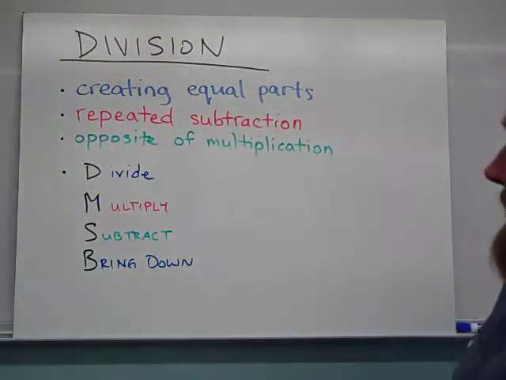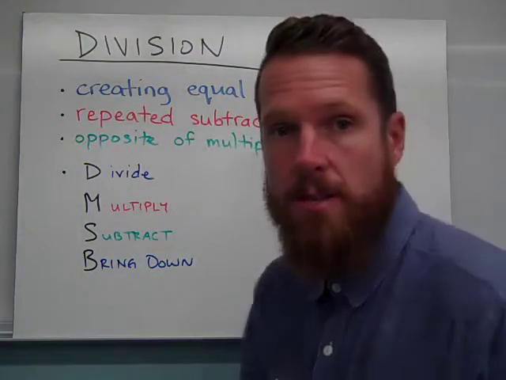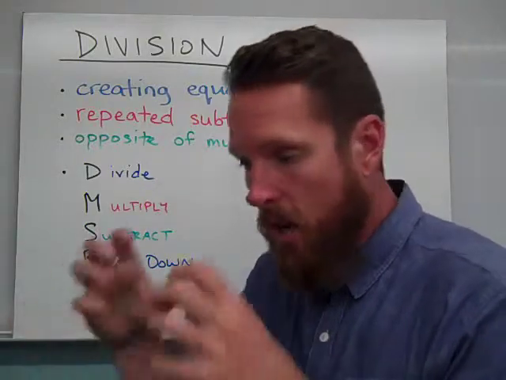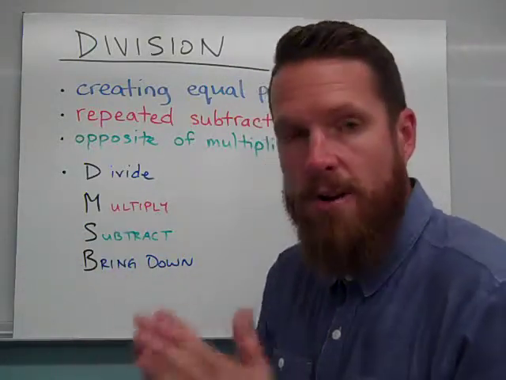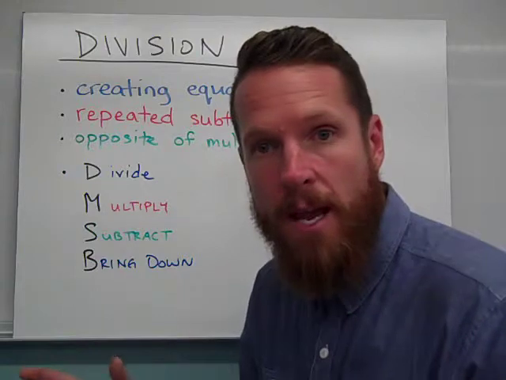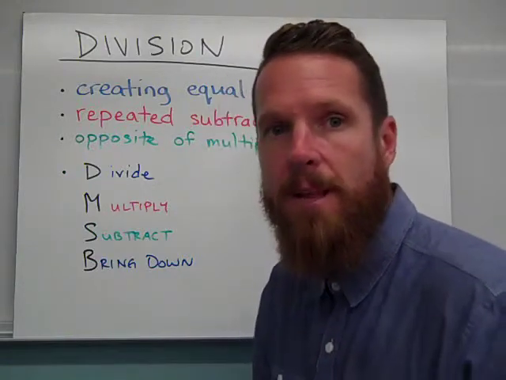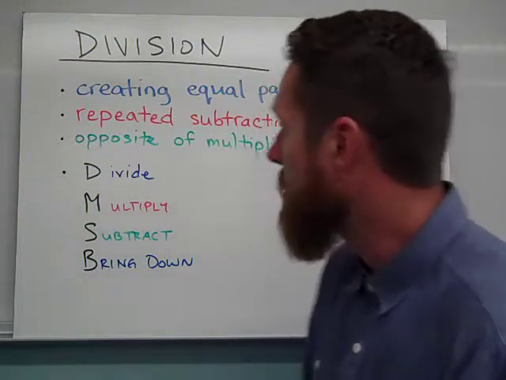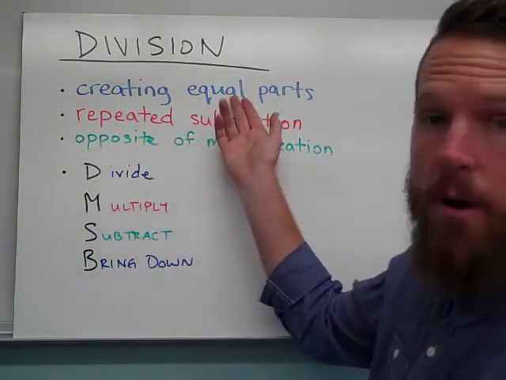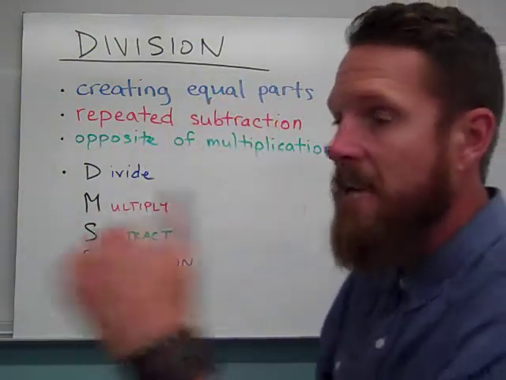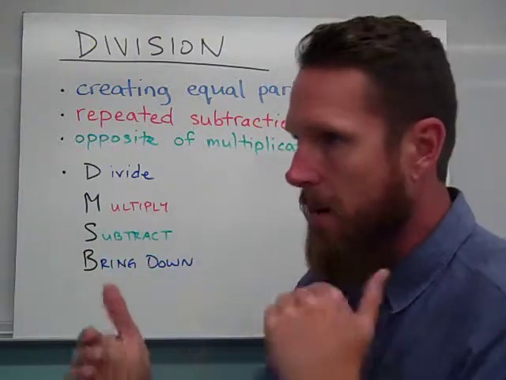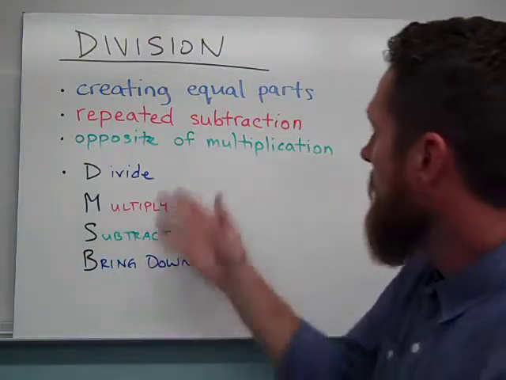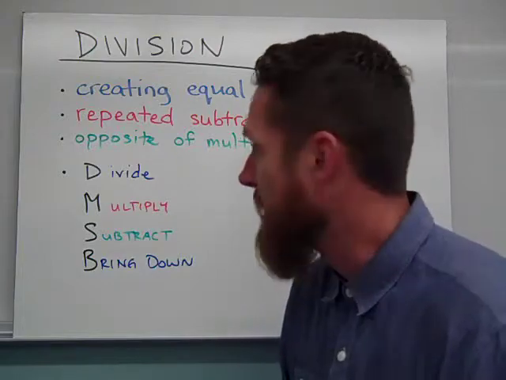So here we have division. Creating equal parts. Or you're dividing them into equal parts in a way to share with a friend. For example, like a candy bar, you're dividing it into even parts to share with each person equally. But they are equal, and that's the important part. It's repeated subtraction. You just keep repeating subtraction over and over again. It's the opposite of multiplication.